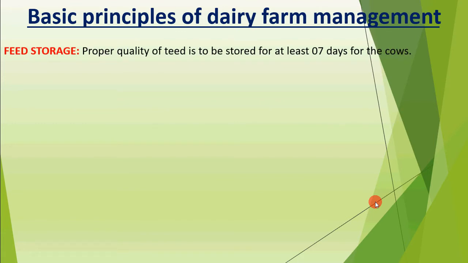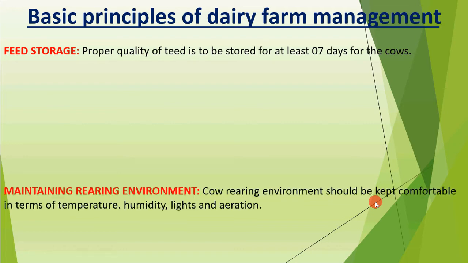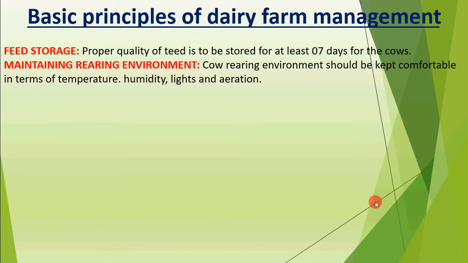Next one is food storage. You have to store the food for the next few days. That means you never know what will happen in future. So might be storm, natural disaster, too much cyclone. That is why you have to preserve at least 7 days of food for your cow.